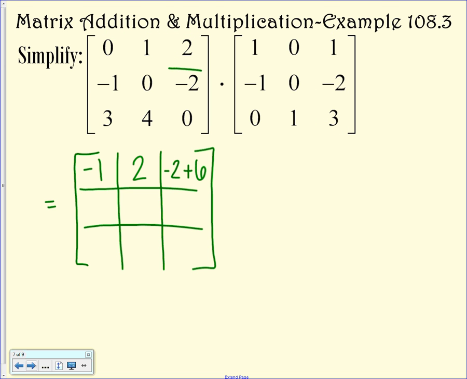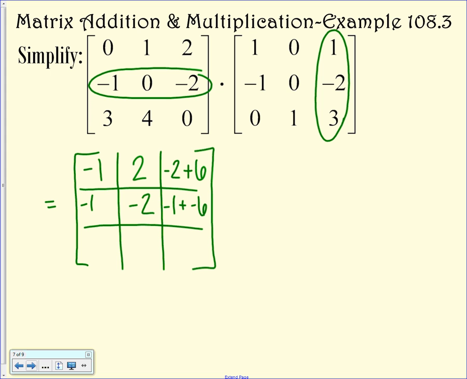At this point, we're going to go to our second row and our first column. So we're going to have negative 1, and then we have 0 and 0. So we just have a negative 1 there. Now we go to the second column. We have 0, 0, and negative 2. And now we go to the last column. We have negative 1, 0, and plus a negative 6.